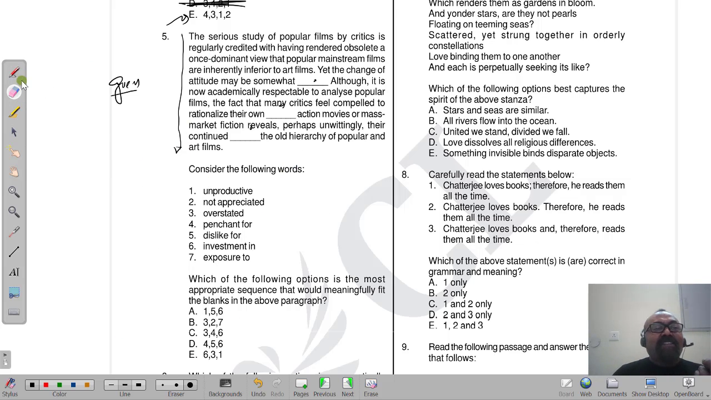So let's have a read here. The serious study of popular films by critics is regularly credited with having rendered obsolete a once dominant view that popular mainstream films are inherently inferior to art films. Yet, the change of attitude may be somewhat blank. Although it is now academically respectable to analyze popular films, the fact that many critics feel compelled to rationalize their own blank action movies or mass market fiction reveals, perhaps unwittingly, their continued blank the old hierarchy of popular and art films.